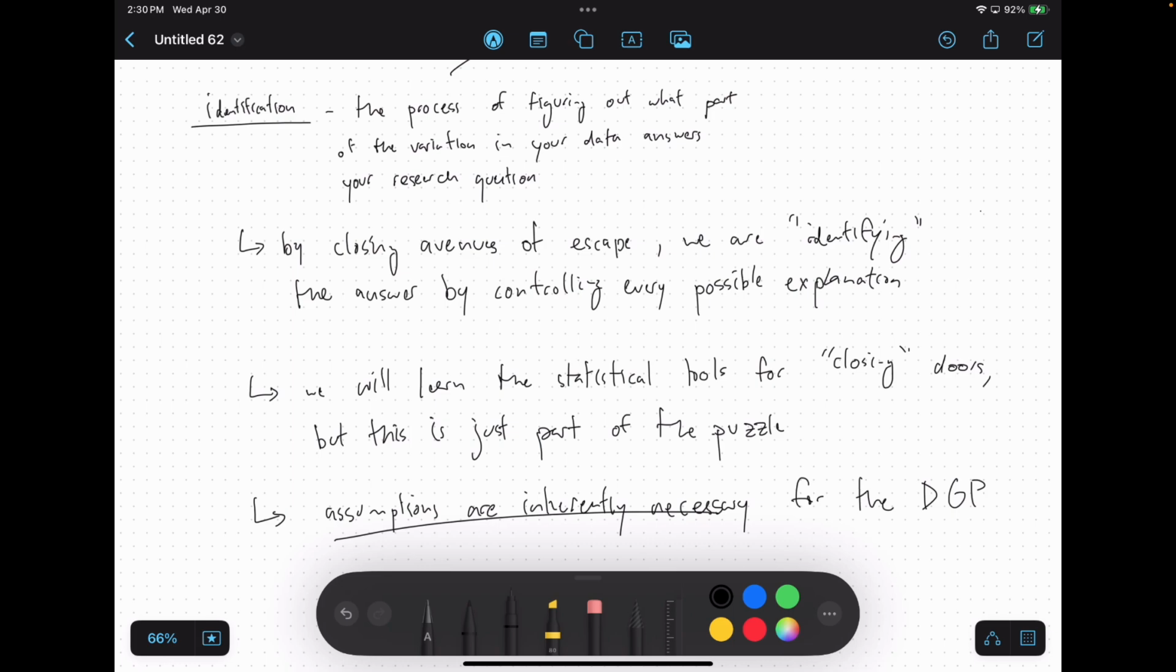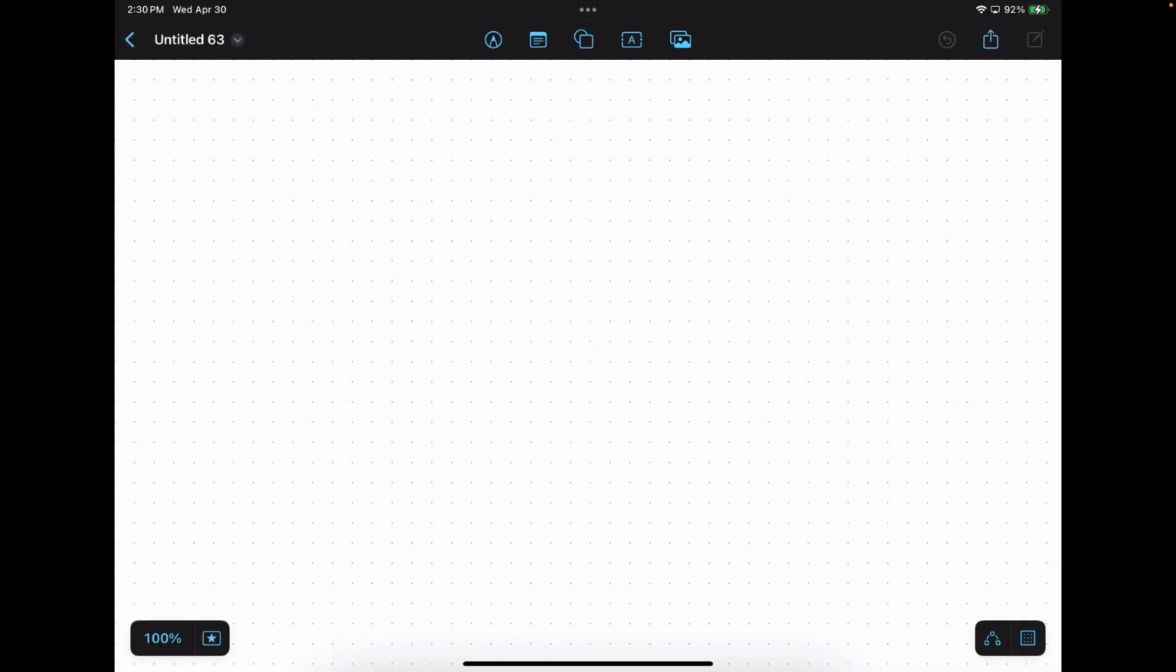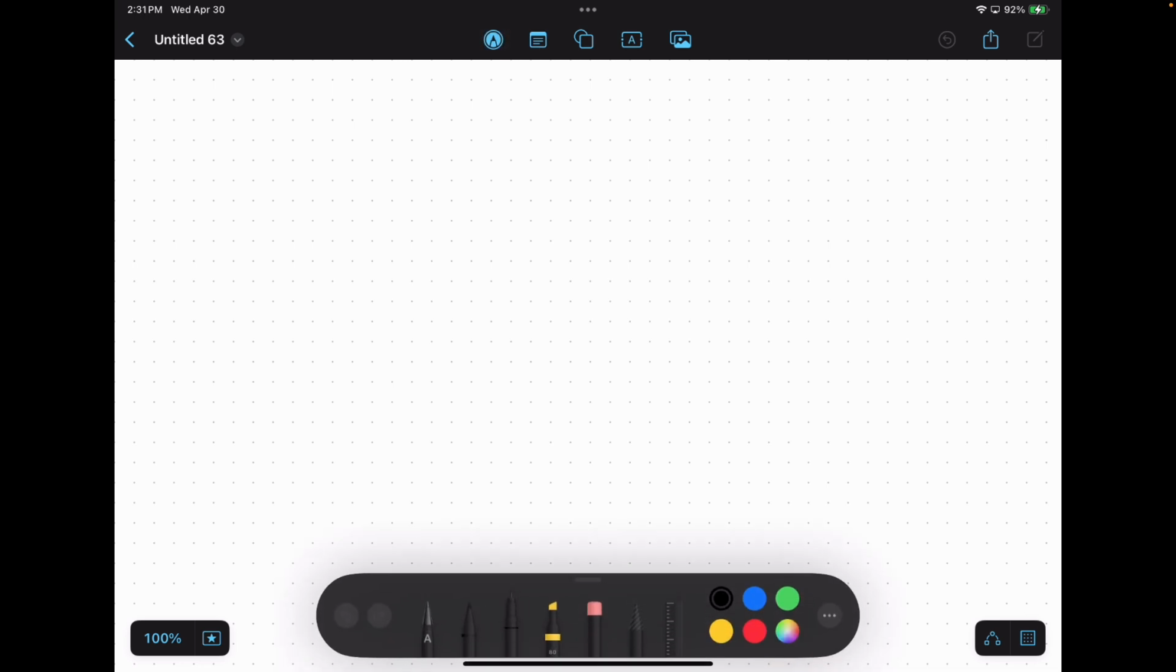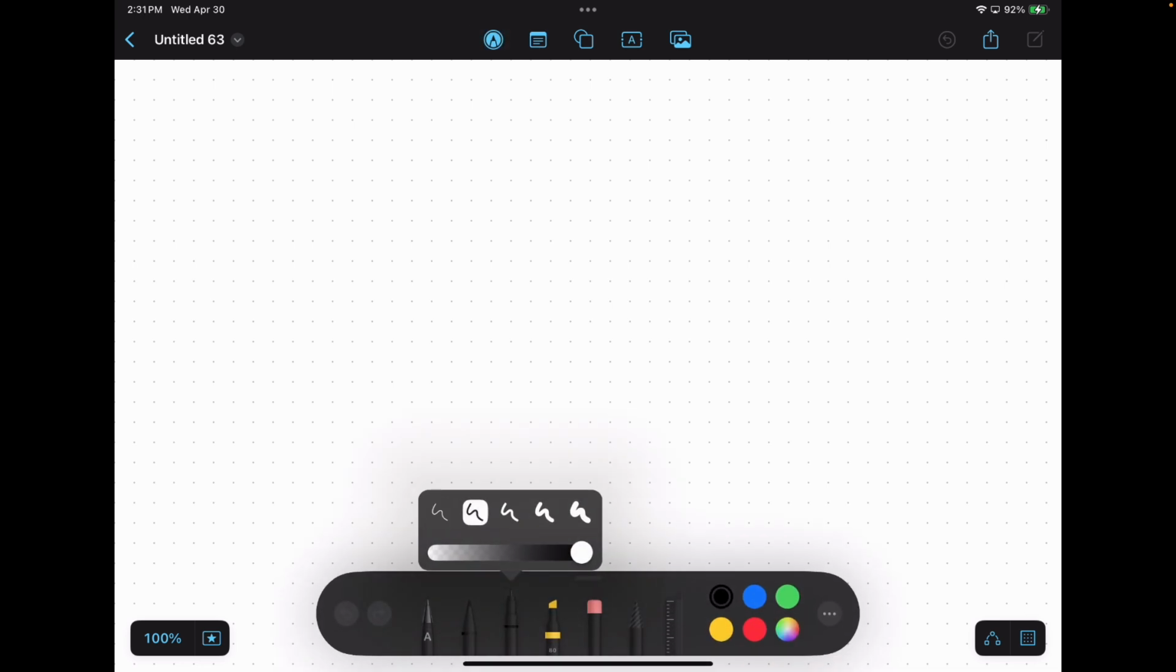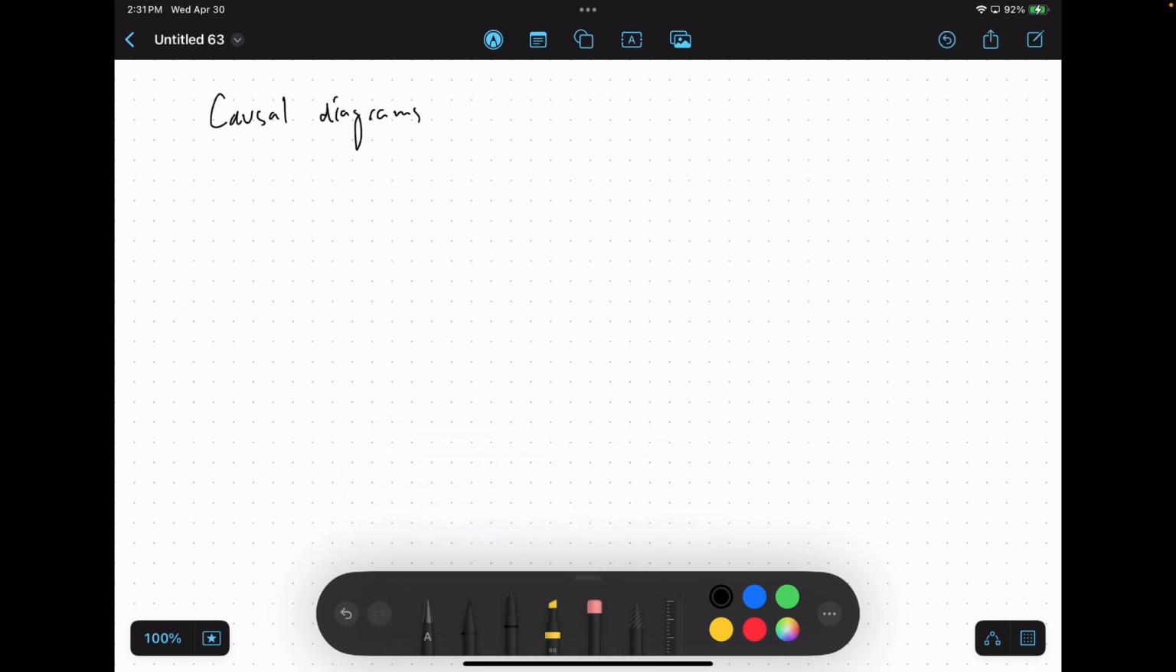And one of the classic and really helpful ways of thinking about this process is through the use of something known as a causal diagram. Okay, so causal diagrams. This is a graphical representation of causal relationships.